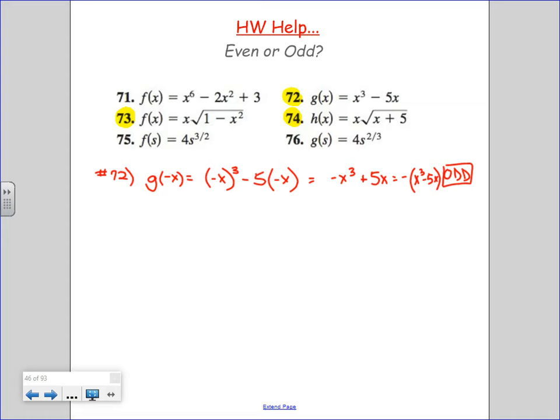Number 73, let's go group number 7. What do you got? We got odd. Odd? Okay, what'd you do? What's this one? F of negative x. Good. Equals parentheses negative x. Good. Radical 1 minus negative x squared. Uh-huh. What happened? The negative x stays the same.